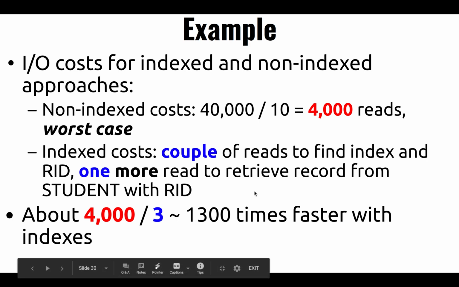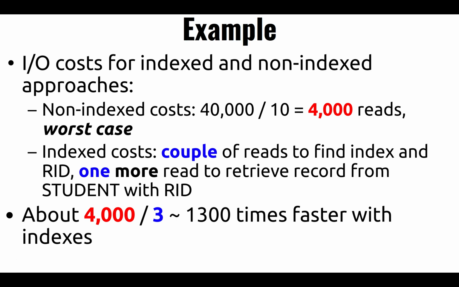Now, don't get too excited. This is not always the case. It depends again on whether you're using unique or non-unique indexes, and what the ratio is of how many students there are per department, how many departments there are. So those kinds of things also play into this.